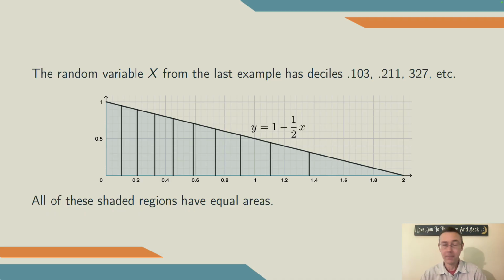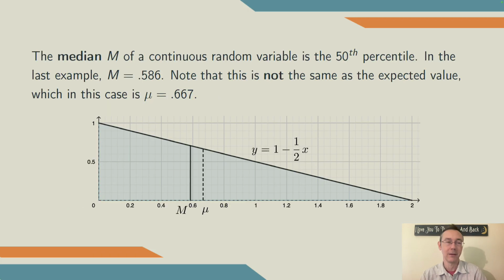The last example, that random variable, has deciles 0.103, 0.211, 0.327, etc. And I've drawn them all here. So all of the shaded regions here should have equal areas because the area to the left of the first decile is 10%, the area to the left of the second decile is 20%, and so on. So even though these regions have different widths, they all have the same areas. They divide this support up into 10 regions of equal total probability.